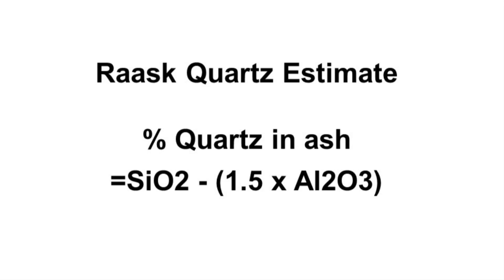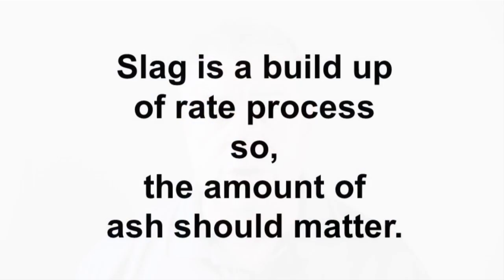You literally just take 1.5 times the alumina and subtract it from the silica, and the remaining SiO2 is deemed quartz, or estimated quartz. And one of the things that ash fusion temperatures and base acid ratios don't actually incorporate is how much ash there is in the coal.